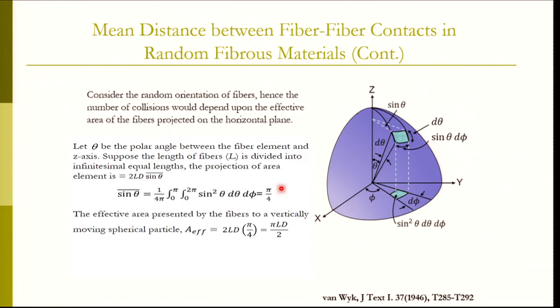So, the spatial average value of sin theta would be pi by 4. So, the effective area presented by the fibers to a vertically moving spherical particle would be 2 L D into pi by 4, which is pi L d by 2. L is the length of the fiber contained in a cylinder, d is the diameter of the fiber.